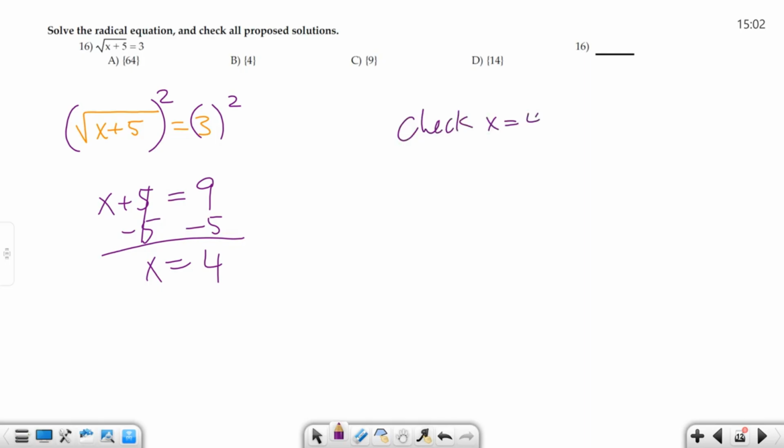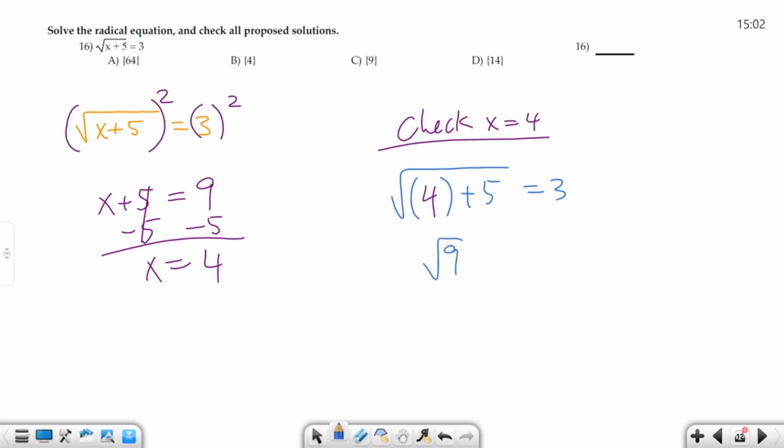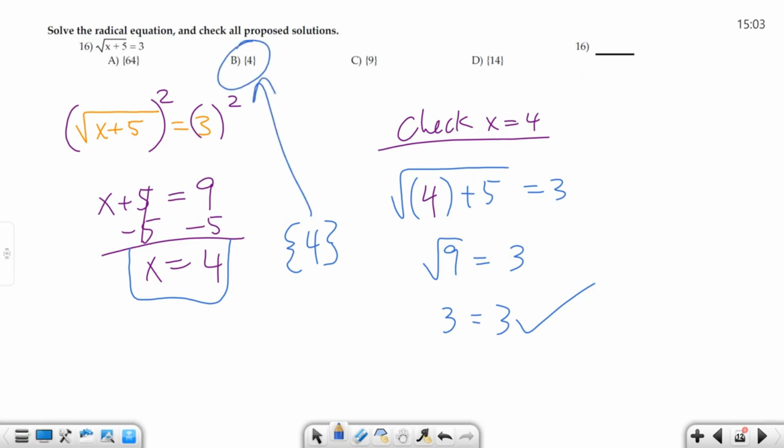X equals 4. My original equation was square root of something plus 5 equals 3. Well, the thing that I plug in is what I found, 4. It doesn't matter if those parentheses are there. What is 4 plus 5? 9 under the radical. And the square root of 9 is what? 3. It's not plus or minus 3. It's just 3. That checks out, doesn't it? So my answer then is x equals 4, which is in the squiggly brackets, right? 4, right here, B. So then for 16, the answer is B.